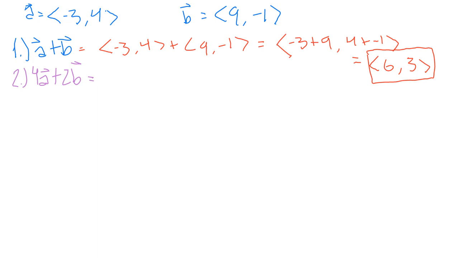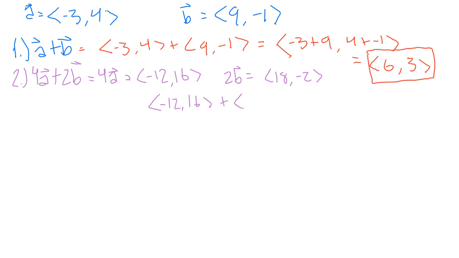First of all, we can go ahead and do our scalars. So 4a is going to be negative 3 times 4 is negative 12, and then 4 times 4 is 16. 2b is going to be 18, negative 2. And then now we just have to add these up. So we get negative 12, 16 plus 18, negative 2, which is equal to 6, 14.